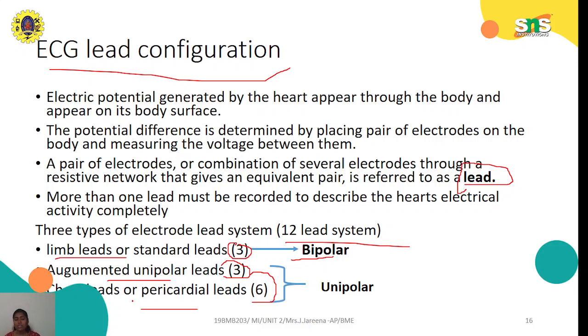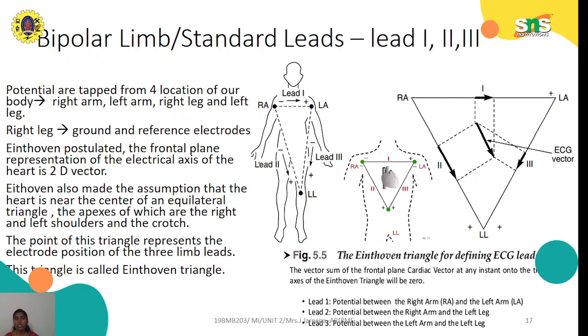Now let's see each lead configuration in detail. First, we will see the bipolar limb leads, or the standard leads. Here again you have three types: lead 1, lead 2 and lead 3. Before getting into this topic, this technique of measuring ECG, or recording the electrical activity of the heart, was proposed by a scientist called Einthoven. He made one assumption that the heart is near the center of an equilateral triangle.